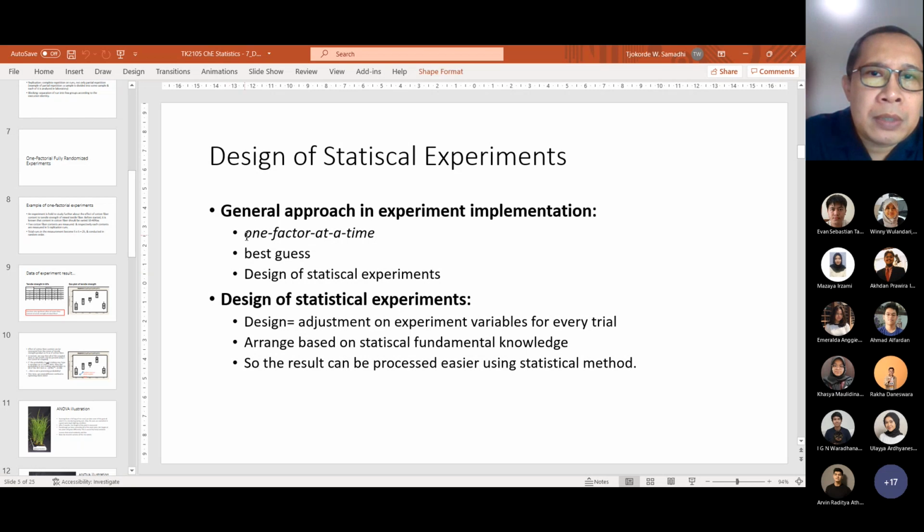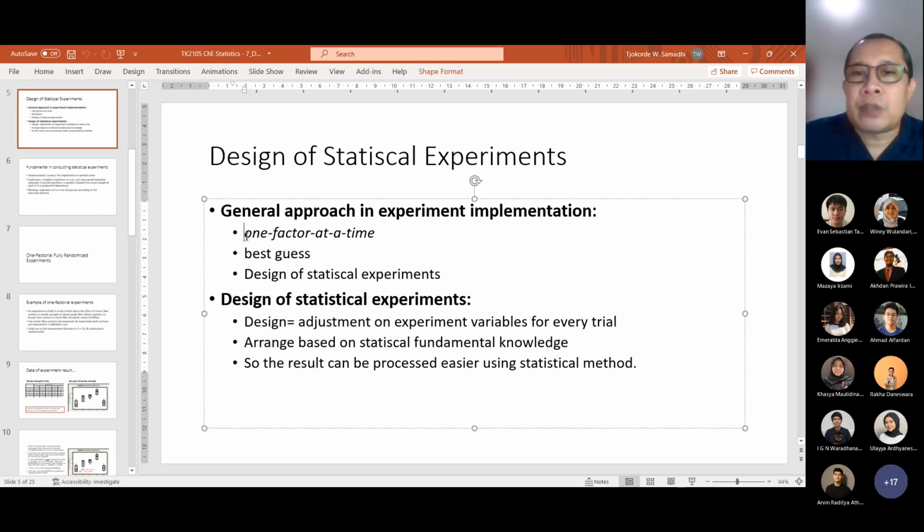Okay, so the general approach in doing experiments in chemical engineering. The first one is probably the most intuitive. This is called an OFAT, or one factor at a time approach. So let's say that you have four factors, for example. You have four variables. Oh yes, by the way, in statistical language, factors and variables are the same. So let's say that you have a four-factor experiment.